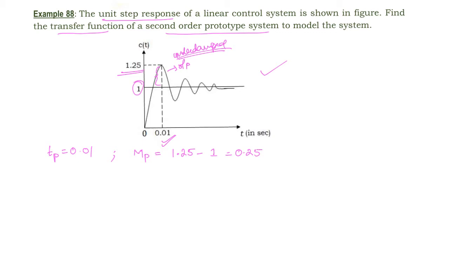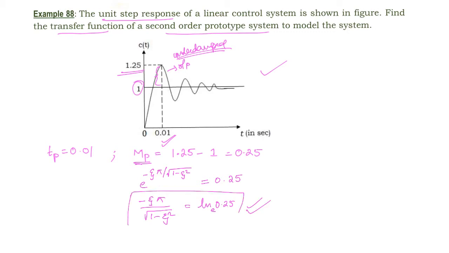What is the expression for peak overshoot? It is e to the power minus zeta pi by root over 1 minus zeta square. So this is equal to 0.25. If you take natural logarithm on both sides, you will get minus zeta pi by root over 1 minus zeta square is equal to ln of 0.25. This is to the base e, natural logarithm. If you simplify this equation, you will get a quadratic equation in variable zeta. If you solve the equation, you will get zeta is equal to 0.403.